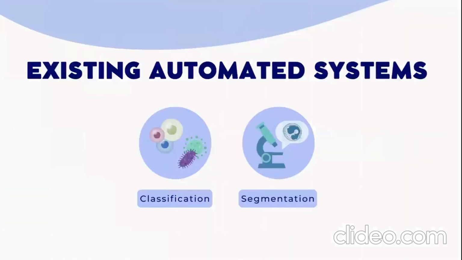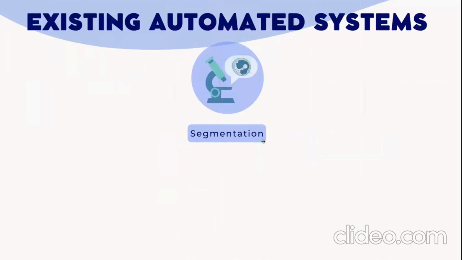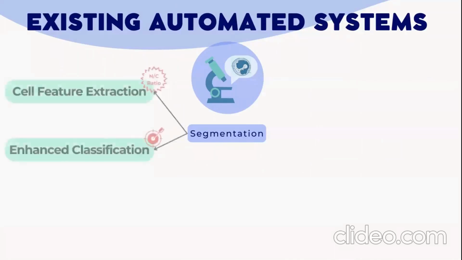In the domain of cervical cancer detection, two primary types of automated systems currently exist. They are classification and segmentation. While both play crucial roles, our primary focus is on segmentation.